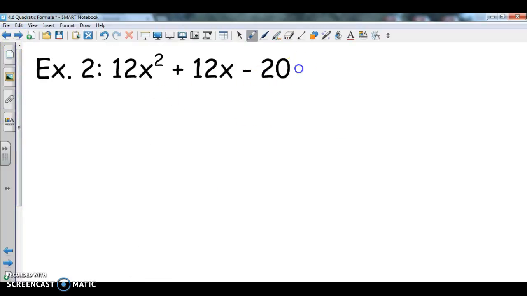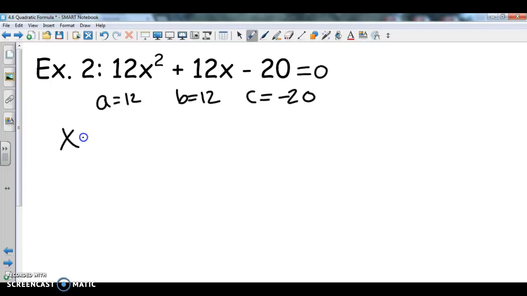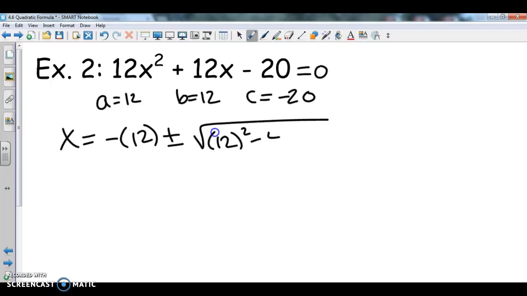Okay, so on this one, again, you set it equal to 0 because you're technically solving for the x-intercepts. A is 12, B is 12, C is negative 20. So you're going to plug each of those in the quadratic formula. So go ahead and write it all down and plug in your A, B, and your C.